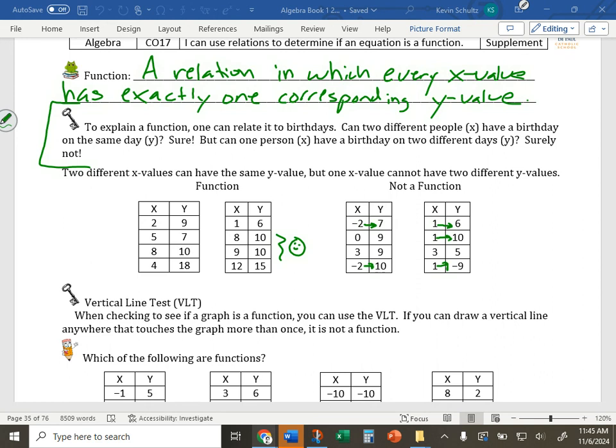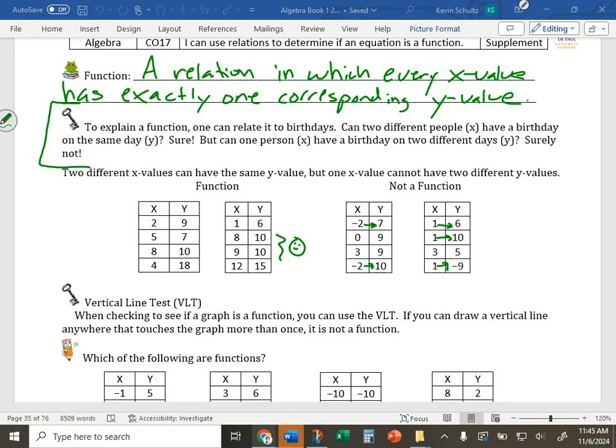The person of 8 and the person 9 both have a birthday on the same day. That's okay, that can happen. That's still a function. But over here, -2 is trying to celebrate twice. Can't do that. Right? So, think about it in that sort of sense. X can't repeat itself. It can only have one birthday.